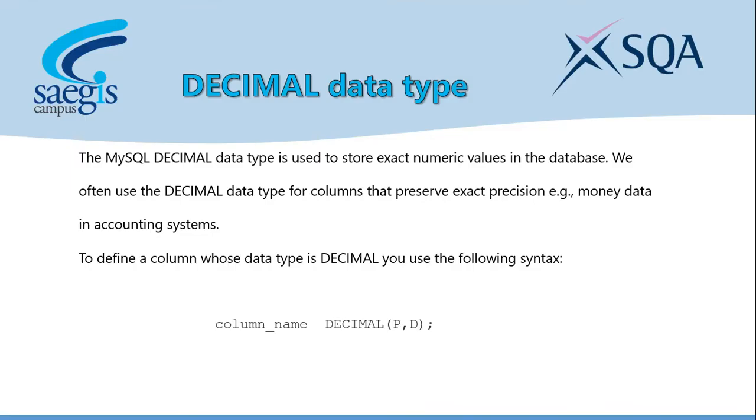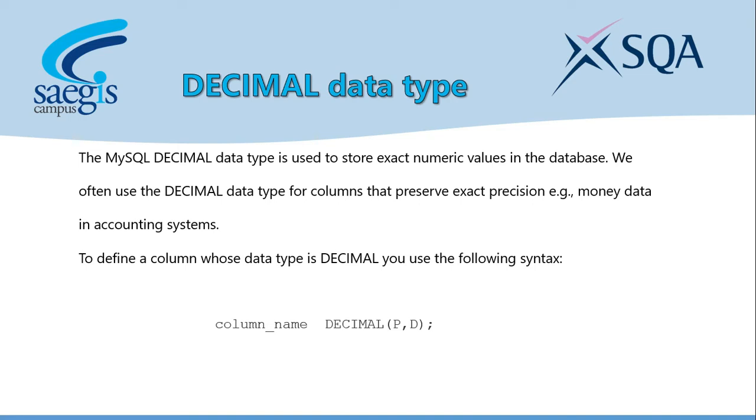So now we'll discuss decimal data types. In SQL we can see many data types. The decimal data type is one of those data types. The special thing about the decimal data type is that we can give the number of significant digits and also the number of decimal digits, or the digits after the decimal point. We use this decimal data type to store exact numeric values in the database. Often we can use these columns to give money data in accounting systems.